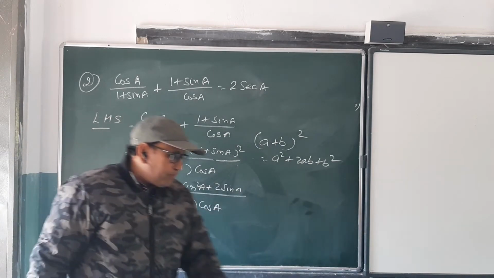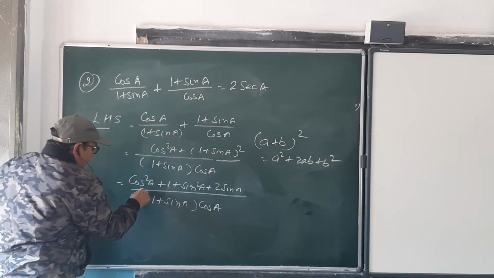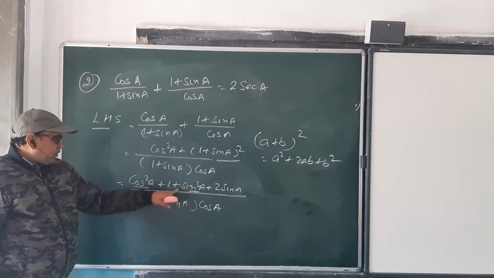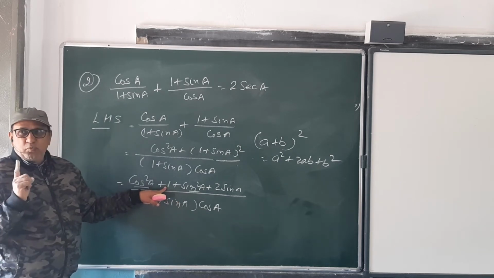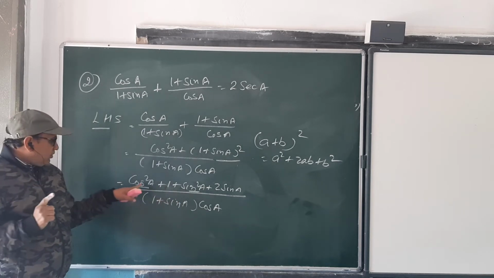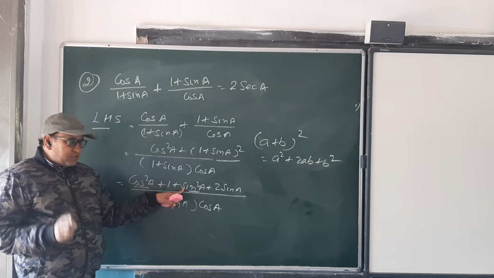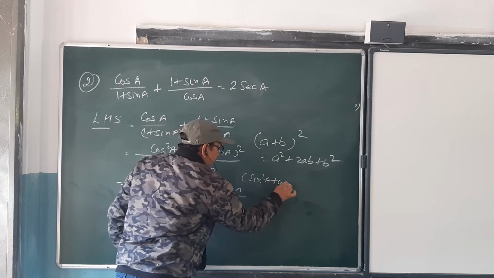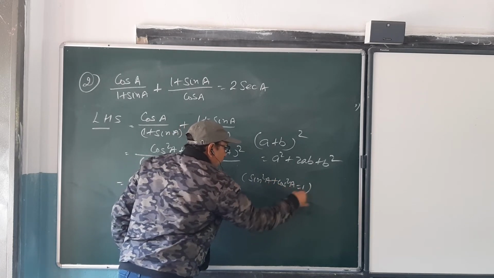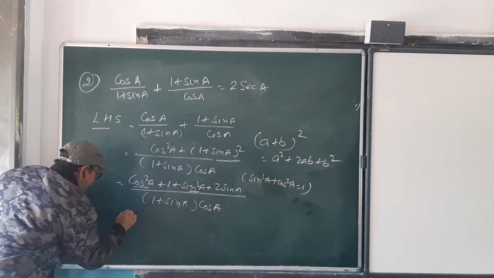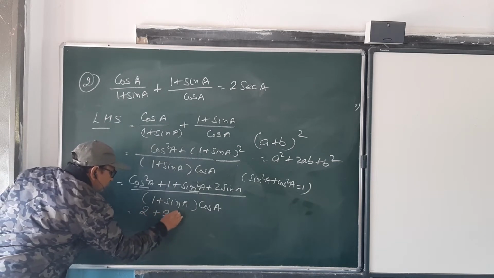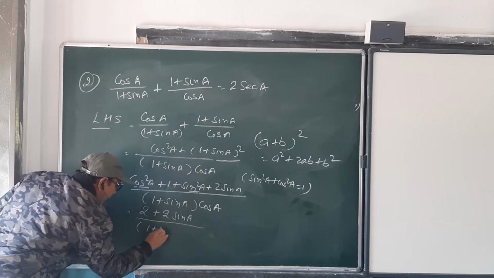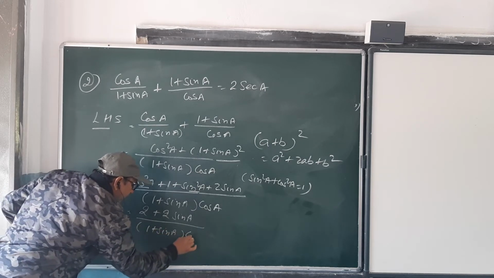Now let us see. You know cos square A plus sin square A is 1. Already 1 is here, so it becomes 2. Okay, see once again. Cos square A plus sin square A, we know it is 1. So 1 plus 1, 2, plus 2 sin A, upon (1 plus sin A) into cos A.